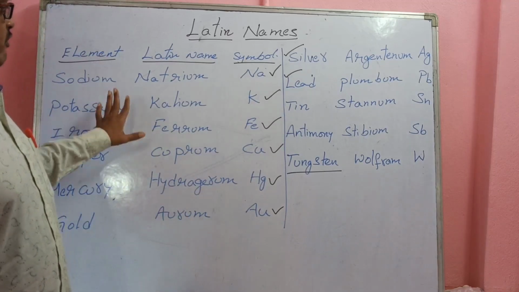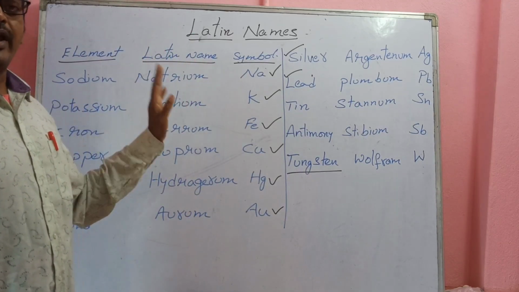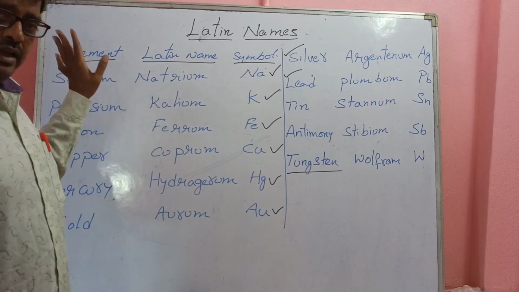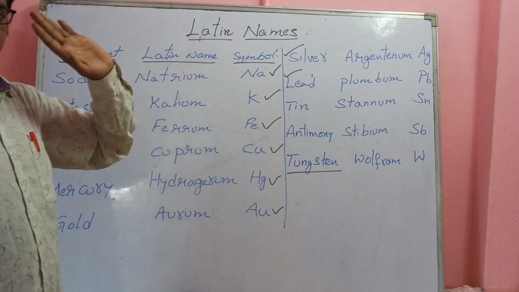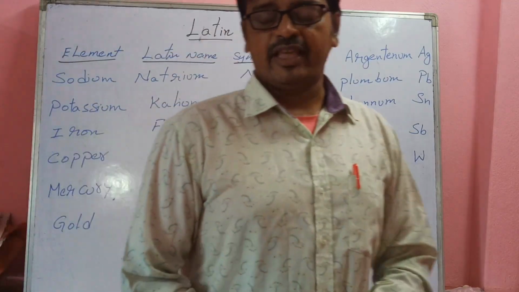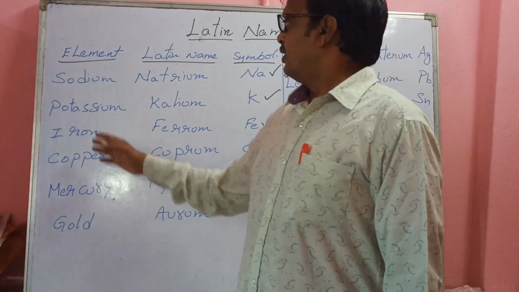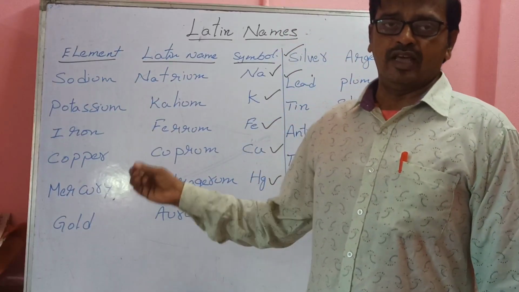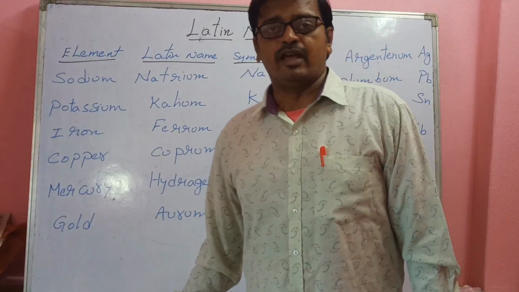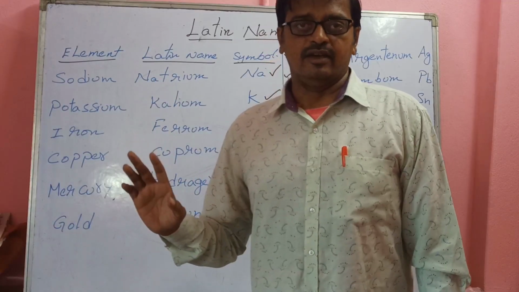So if anyone asks what the symbol is, you have to tell its atomic number and also its element name. Okay. If one thing is asked, you have to tell the other two. For example, sodium. If anyone asks about sodium, sodium's atomic number is 11. Its symbol is Na, like that. Okay.